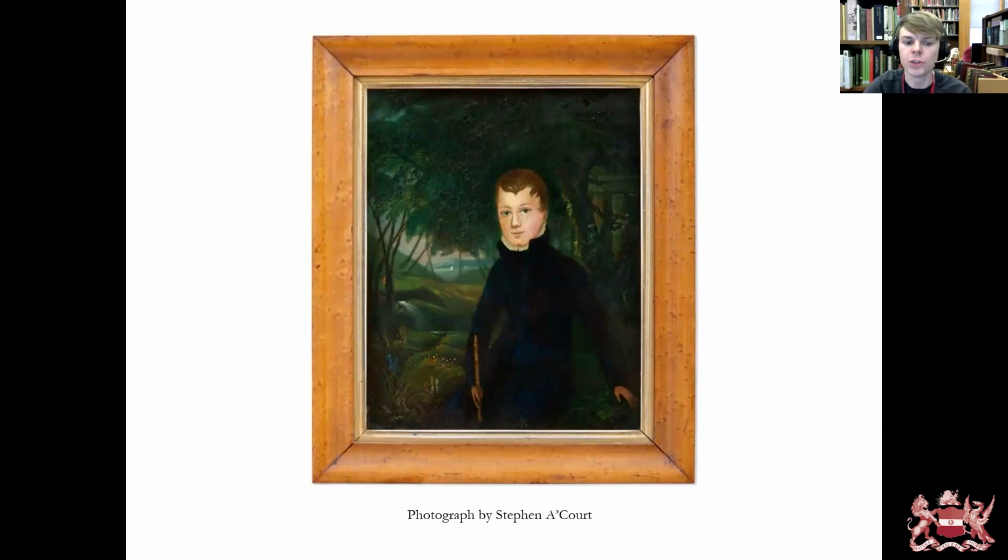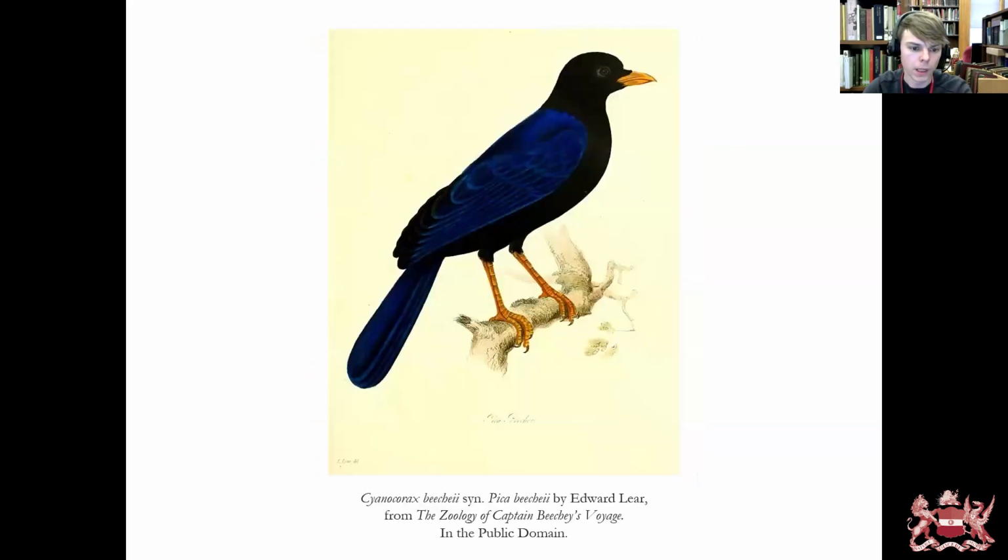The word prodigy is possibly overused in discussions of young talent, but I think if anyone fits the definition, it would be Edward Lear. From the age of about 14 or 15, Lear was already undertaking paid work as a scientific illustrator for publication, and in either 1829 or 1830, he received his first major commission, 14 plates of birds and mammals to illustrate the zoology of Captain Beechey's voyage, and a sample plate by Lear from that publication is on the screen.